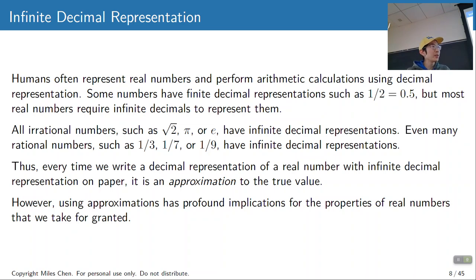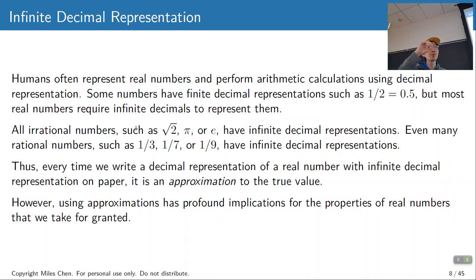We often like to do things in decimal representation. And some fractions have finite decimal representations, like we can represent them exactly. If we wanted to represent the number 1/2 in decimal, we can do it exactly with 0.5. Okay? Other numbers, like square root of 2 or pi or e, have infinite decimal representations. And even rational numbers like 1/3 have decimal representations that are also infinite, right? Like you can't represent the number 1/3 exactly.